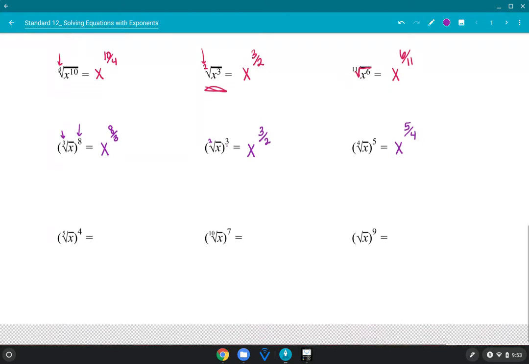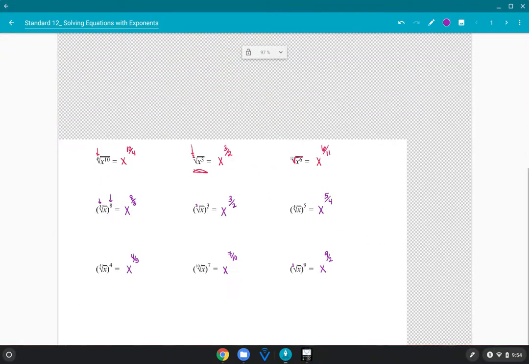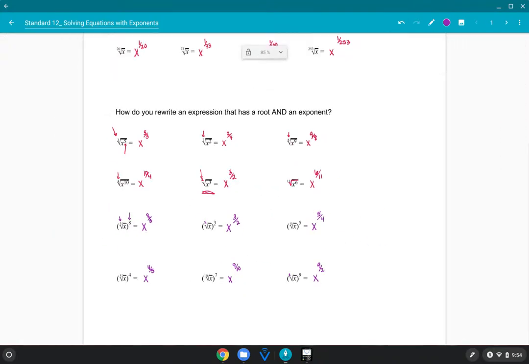Now I want you guys to try these last 3. So go ahead, quick pause, and try these last 3 here. All right, let's check your work. This one is x to the 4/5 power, x to the power of 7/10, and x to the power of 9/2. Because remember, there's a little baby 2 right there. All right, so that is that.